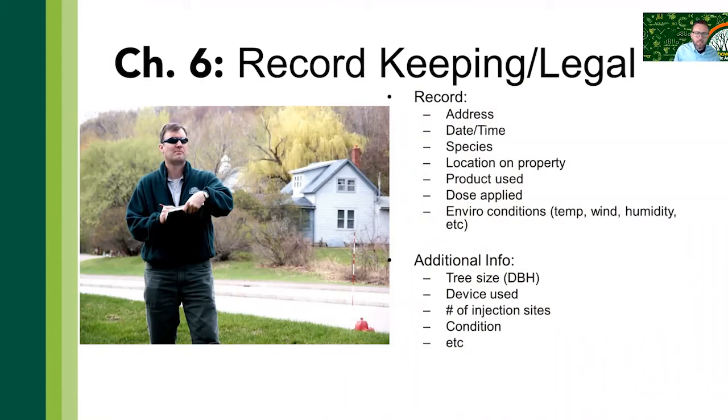So to kind of wrap up the BMPs here, we get into chapter 6, which talks about record keeping, making sure that you are making a record of your applications. And this is especially important with things like emerald ash borer using mectonite, because we want to be revisiting that tree every 2 years or so. And so we want to make sure that we have a good record of when we were there.